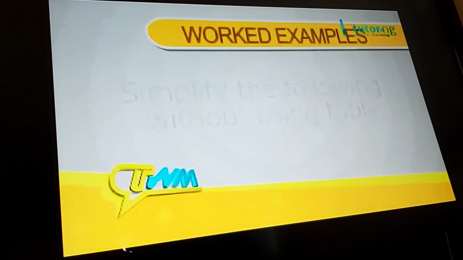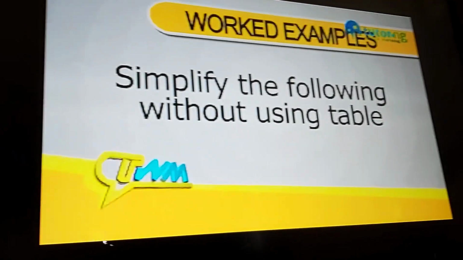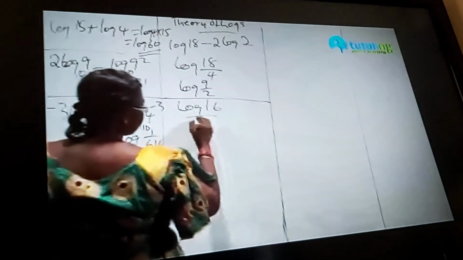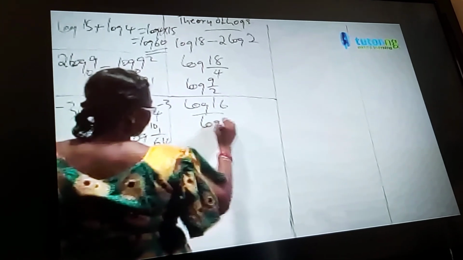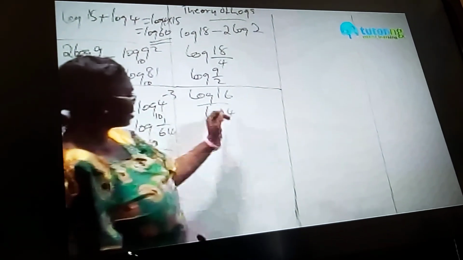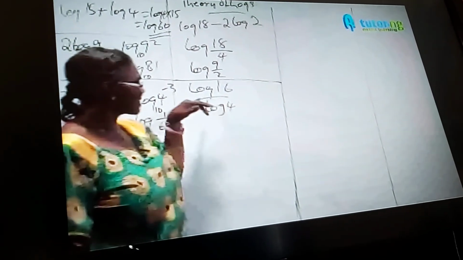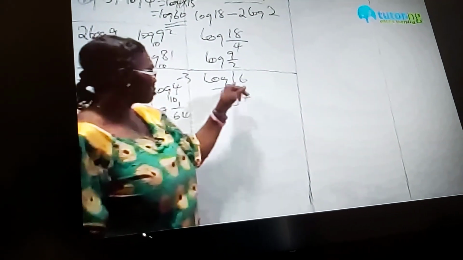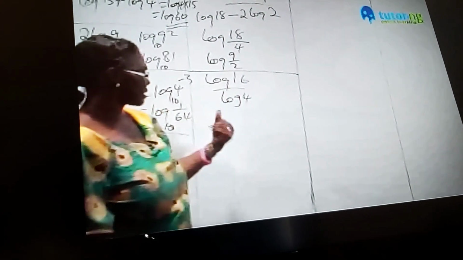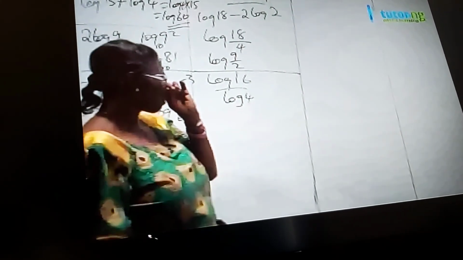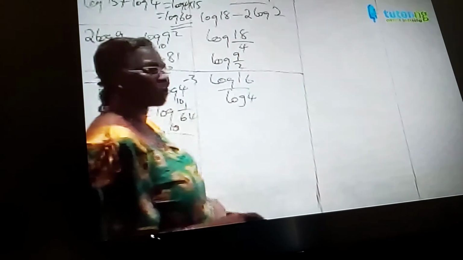Then simplify without using table: log 16 over log 4. Now, this is where students get into trouble. You can't cut 4 with 16. This is the log of a number. This will be 1 point something if it's base 10, and this will be 0 point something. You can't just cut like that.